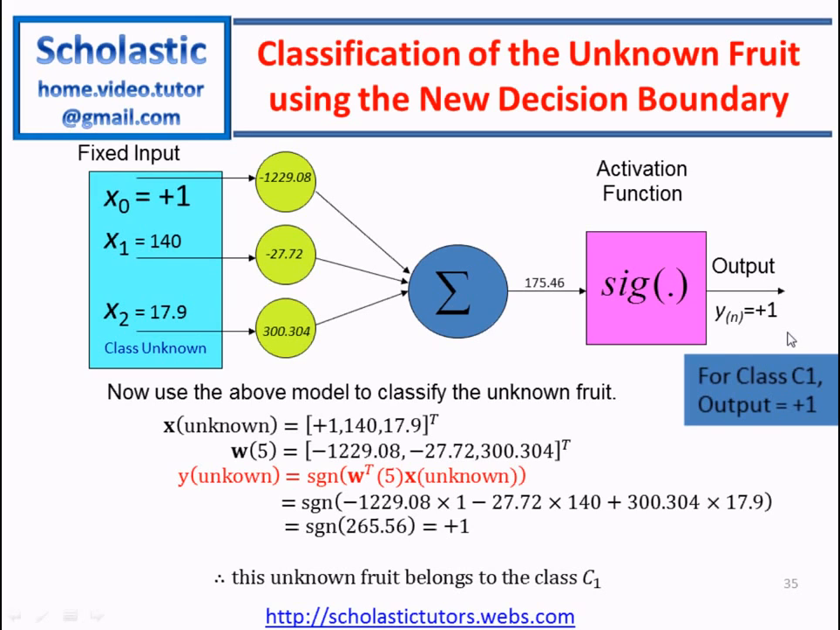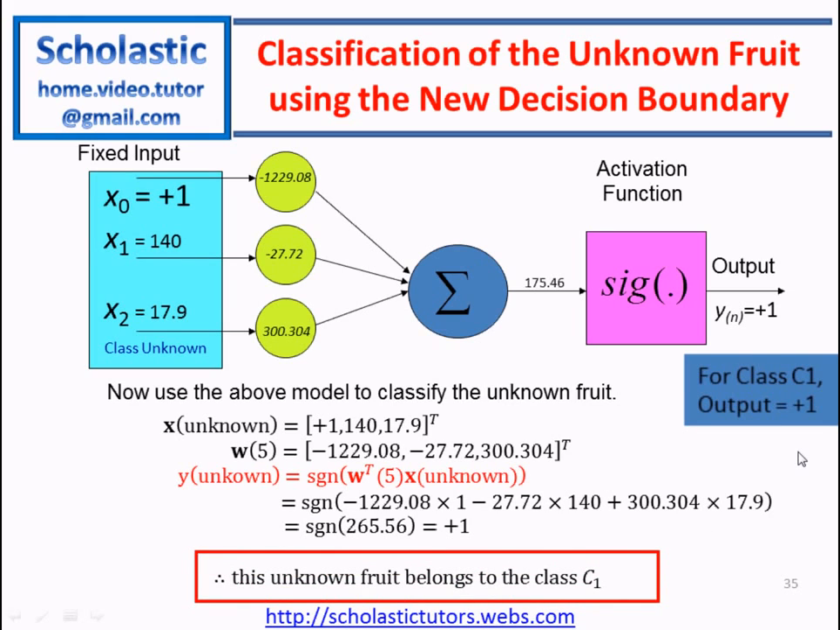Say you have a banana and an apple. You know a banana is normally longer than an apple, so just by using the dimensions of the fruit, you can calculate them into their respective classes. So what we found is that this unknown fruit, 140.17.9, belongs to class C1. It's quite interesting. We can try some more unknown fruits using this model.